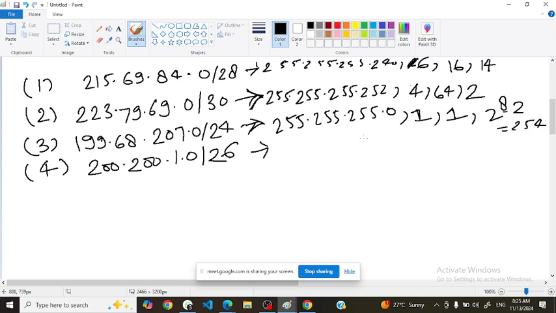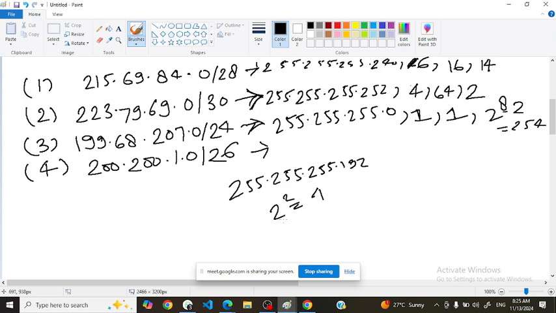Abdul, what will be the answer for the last one? The subnet is 255.255.255.192, and with the block size of IP, this is IP address C, so 2 to the power of 2, which is 4 block size, and 2 to the power of 6, which is the valid host.